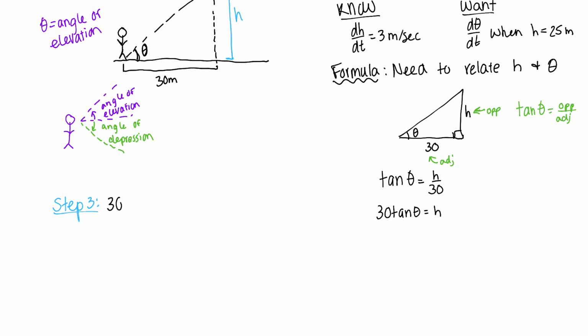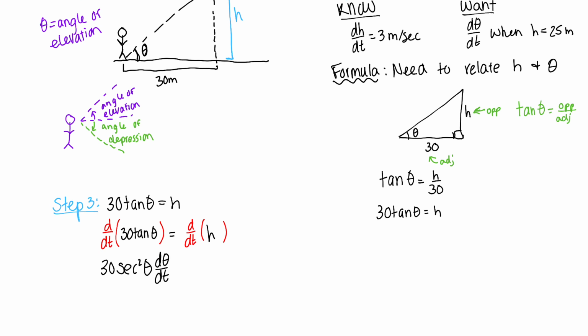So we have 30 tan theta equals h, and we're going to take the derivative with respect to time. For tangent theta, the derivative of tangent is secant squared theta, but then we have to put in the d theta/dt to account for the chain rule, and the derivative of h would be dh/dt.